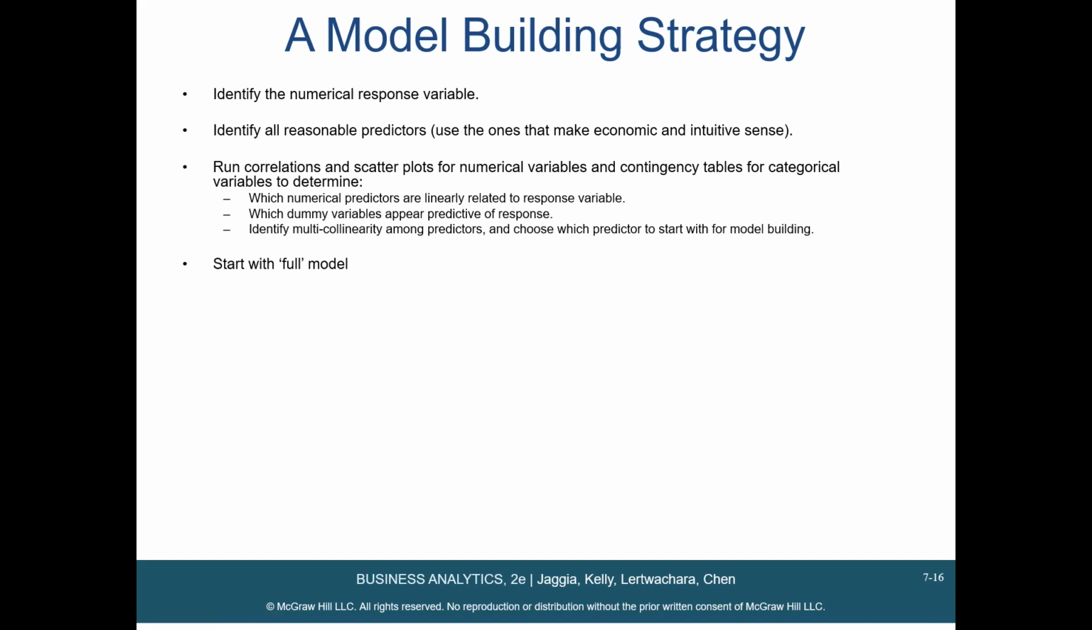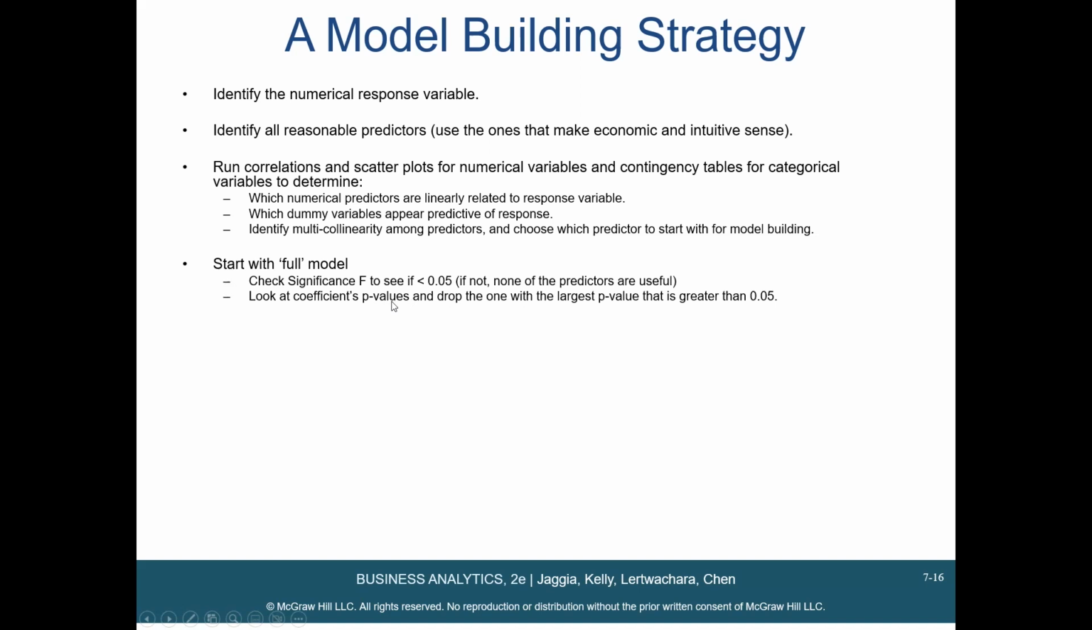But for us, we're going to start with the full model, which means we're going to put in all the potential predictors initially, except for multicollinearity. And we'll put those in and we're going to see if we get an overall joint significance of F that's less than 0.05. So we know at least something in that model works.